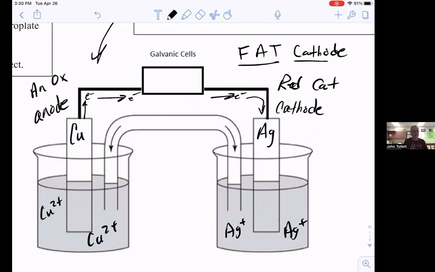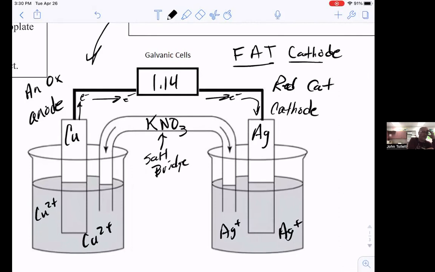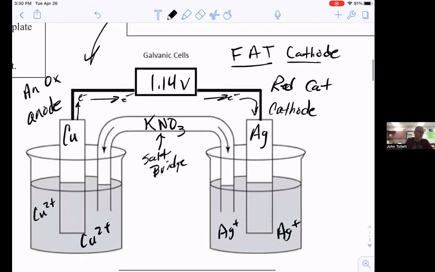It didn't say anything about the salt bridge, but this right here is the salt bridge. Let's go ahead and fill my salt bridge, say with potassium nitrate. That would be a good description of what's going on here. My voltmeter is going to give me my 1.14 volts, of course, if these are both 1 molar solutions at 25 degrees C, or at least the concentrations are the same at 25 degrees C. We'll go ahead and leave that. And that's our salt bridge.